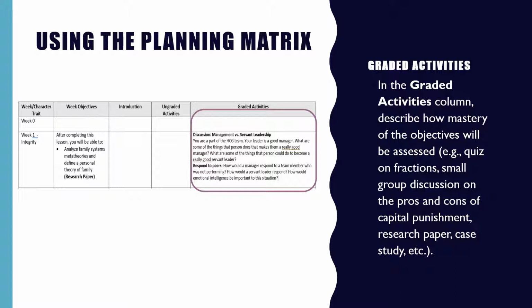For example, here's the discussion question. The discussion title, Management versus Servant Leadership. You are part of the HCG team. Your leader is a good manager. What are some of the things that a person does that makes them a really good manager? What are some of the things that a person could do to become a really good servant leader? Respond to peers. How would a manager respond to a team member who is not performing? How would a servant leader respond? How would emotional intelligence be important to this situation? Having this short description in your planning matrix will help you as you get ready to write out the full content later on.